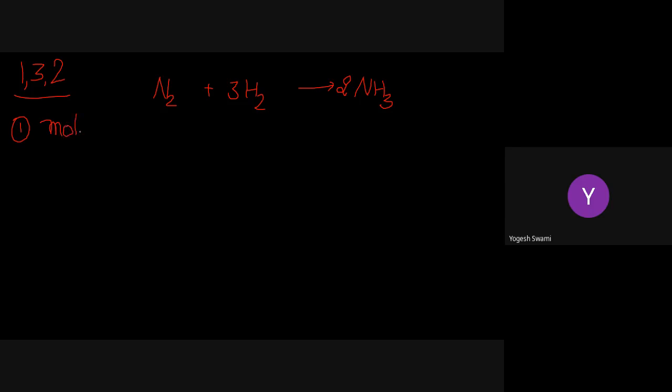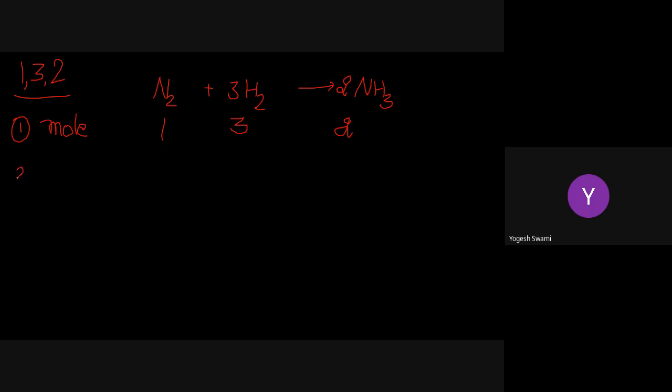In the mole-related question, this equation clearly says that 1 mole of nitrogen reacts with 3 moles of hydrogen and converts into 2 moles of ammonia. This is the mole quantity.